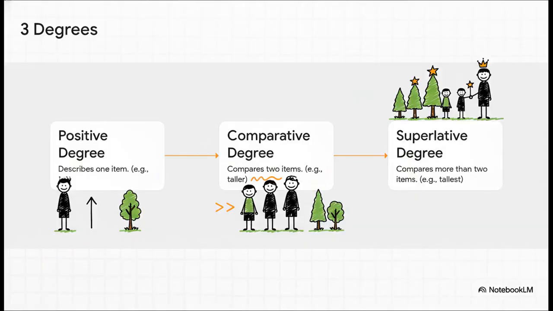So just to revise the official terms, the positive degree simply describes one thing. He is a tall boy. The comparative degree is used to compare two things. It usually ends in er, or we use the word more. For example, he is taller than his brother. And the superlative degree compares more than two things. It usually ends in est, or we use the word most, like in, he is the tallest in the class.